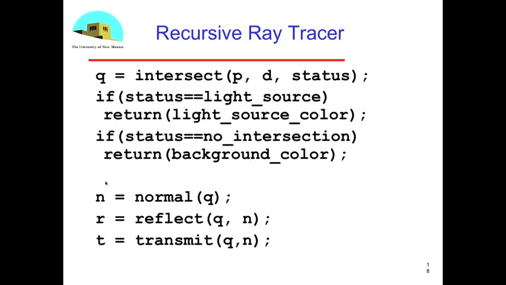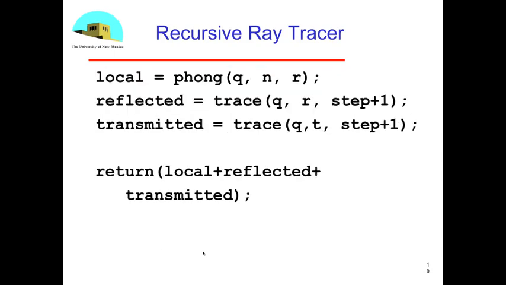Otherwise, I have a point of intersection. I can compute the normal there. Once I have the normal at that point, and I have the direction of the ray that I cast, I can use that normal to compute the reflected vector at that point, what direction it's going in, and the direction of the transmitted vector at that point. I compute the local color given the Phong model or any other one I'm using, and now I just call myself. I call myself and I increment the step count.